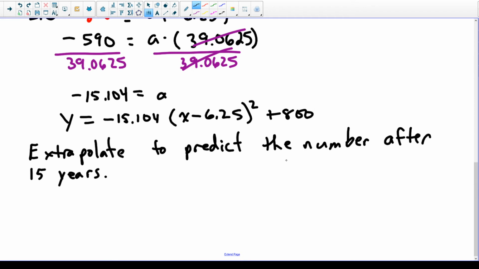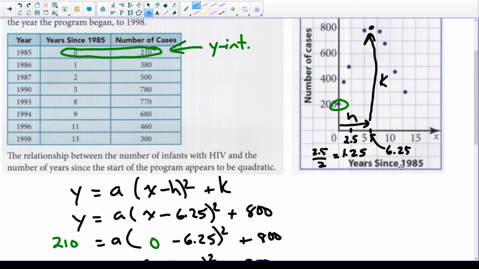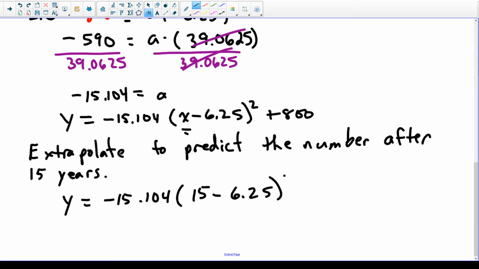So how would we do that with the equation? Well, our x-axis, if you look, is the years since 1985. So the equation and the graph are exactly the same thing, so that means the x value here is the number of years. So I can substitute our 15 years in here, right there where the x is, do the math to calculate how much that would be, and I will do it on the calculator here.